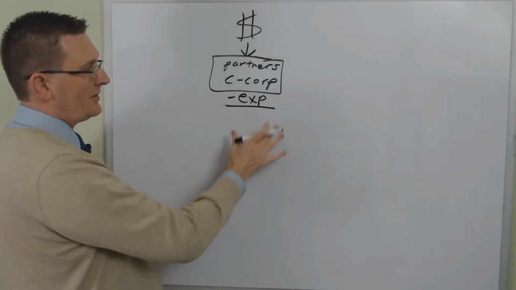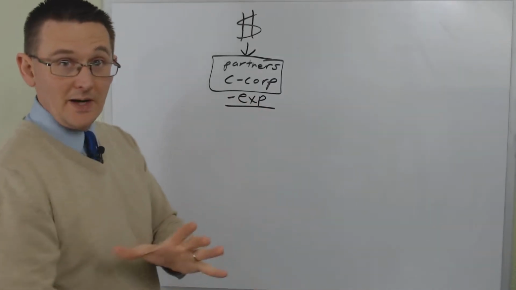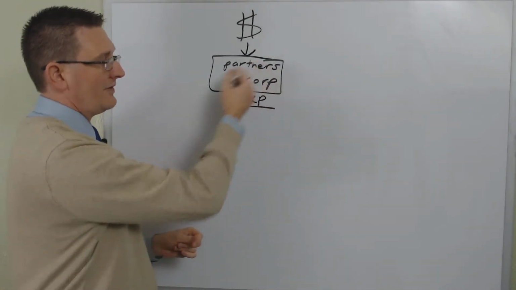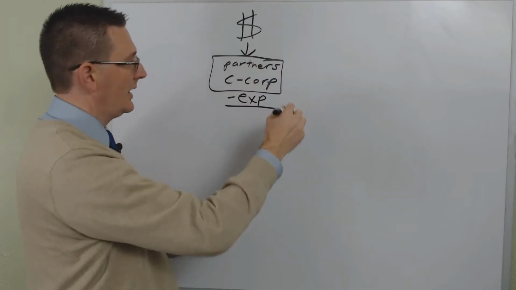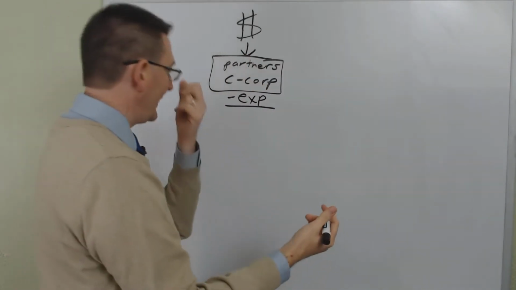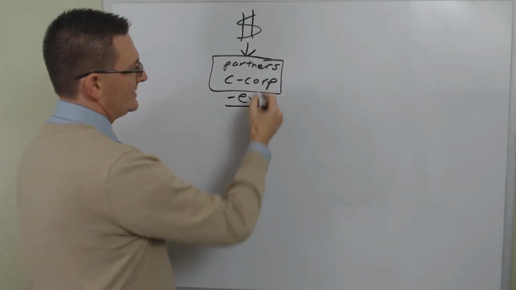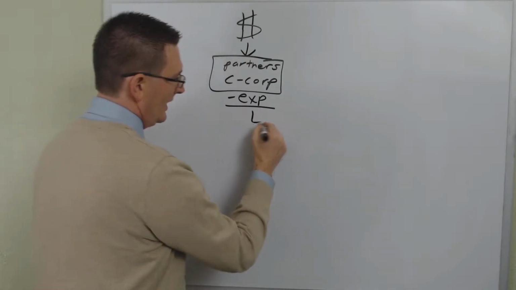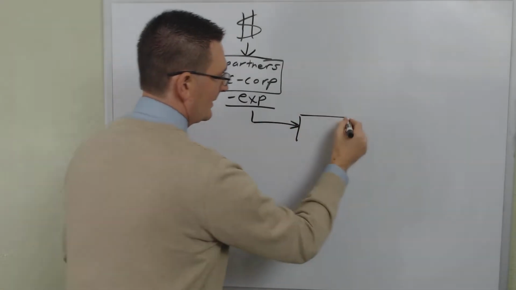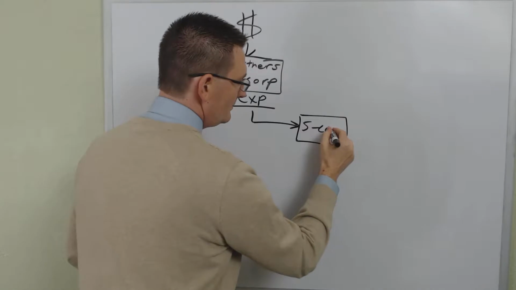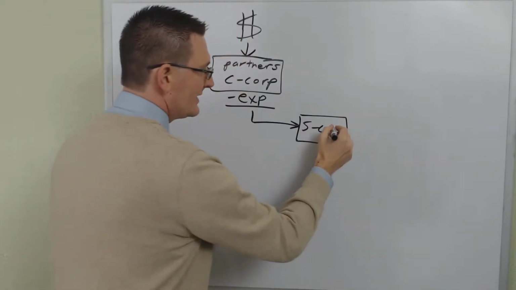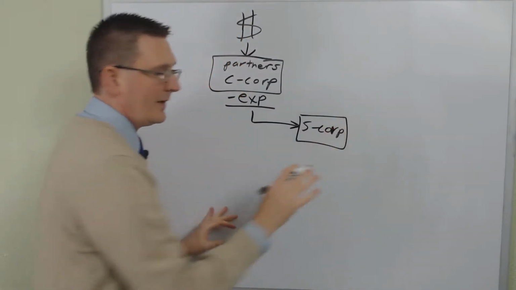But the thing is, we probably don't want the profits sitting inside the C corporation because then there's double taxation on it. So what I'm going to recommend is putting this money into an S corporation. And then the S corporation is good because then each of the partners can have their own S corporations.